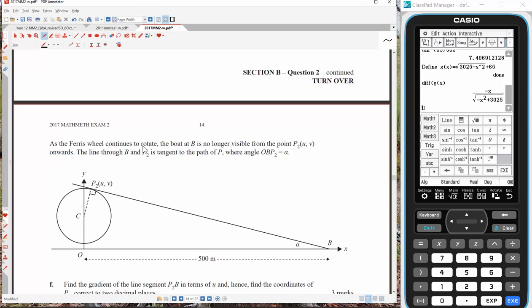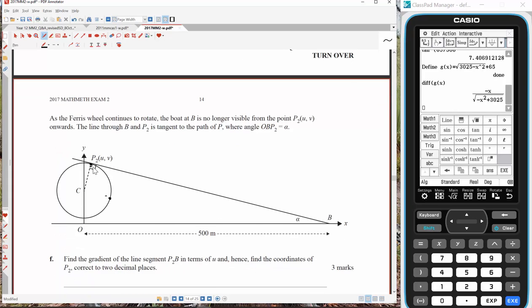All right, as the Ferris wheel continues to rotate, the boat at B is no longer visible from the point P2. So basically, you were here, you could see the boat, and then you get up to this point here, and you're just too far across, the boat's not visible anymore from this point. All right, the line through B and P2 is tangent to the path of P. So basically this line here runs at a tangent to g of x, or what I've called g of x, where angle OPB2 is equal to alpha.